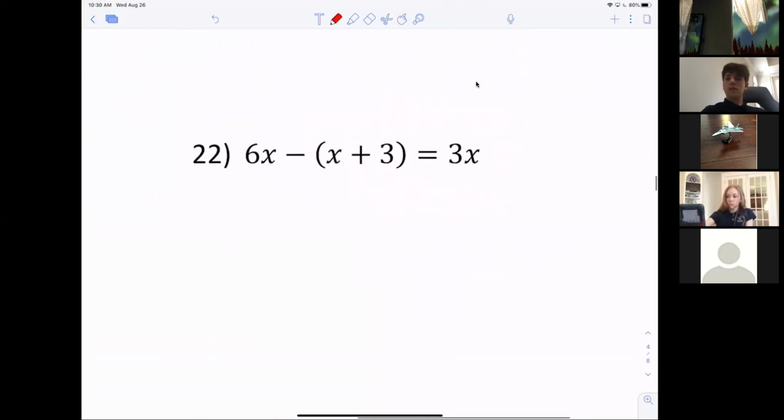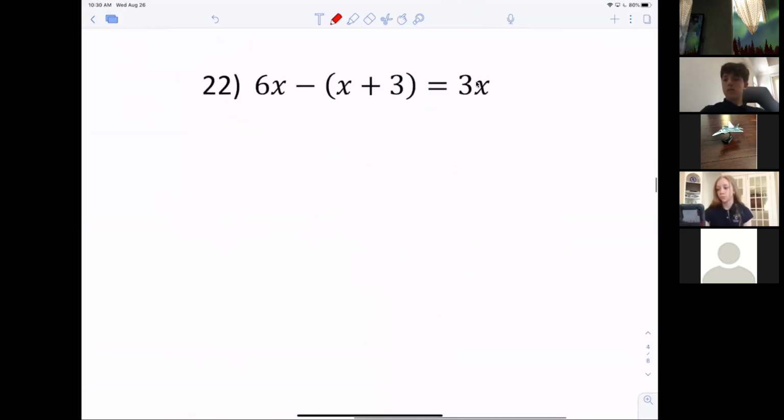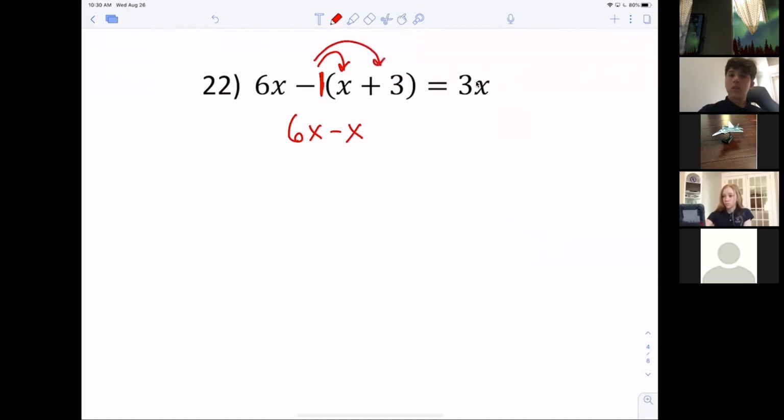Let's look at 22. Now this one I would specifically like because I'm distributing a negative 1. And a lot of people make a mistake distributing a negative 1. So here we go. 6x. Negative 1 times x, negative x. Negative 1 times 3, negative 3, equals 3x.